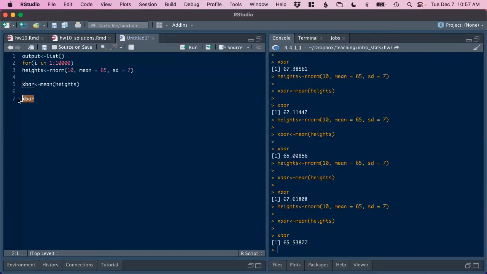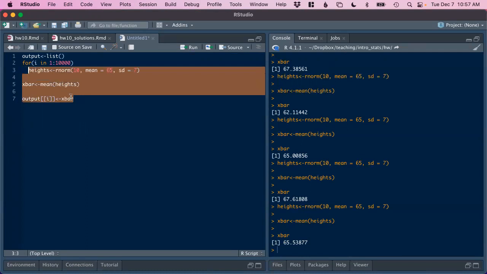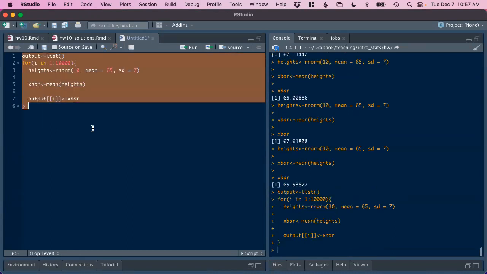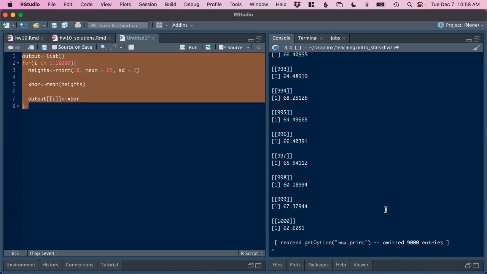And we'll say output bracket i equal to X bar. So I'm using lists, I can index using the double bracket notation, and I don't have to initiate them as a particular size, which is nice. So I can just make it an object that's going to take every single X bar I compute and put it in a list. So now I have 10,000 means, right?